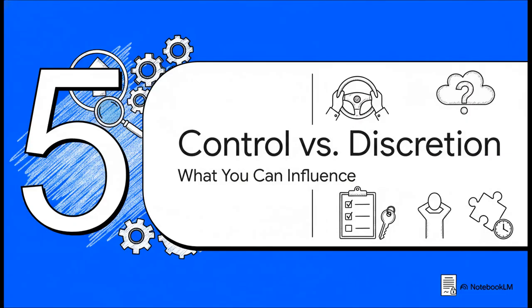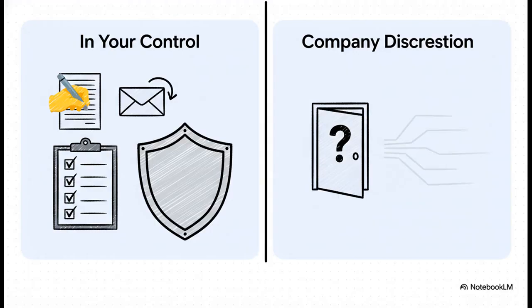Okay, this is so important. Let's talk about what you can control versus what you can't. Knowing this helps you focus your energy where it actually makes a difference and not waste it on things that are out of your hands. So what's in your hands? You can absolutely control your paper trail. Send that resignation email. Document your knowledge transfer. Get copies of your clearance forms. This is your proof.